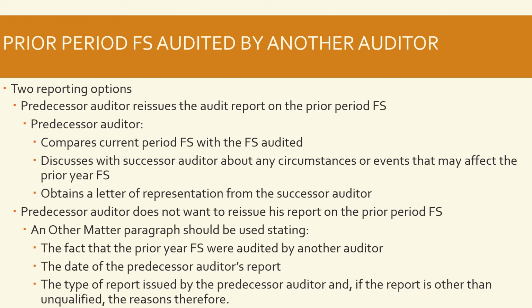You don't need to drop names. You don't need to name the other auditor. You just have to state that it was audited by another auditor. Then you will state as well, in the same other matter paragraph, the date of the predecessor auditor's report and then the type of report issued by the predecessor auditor. Now, if the predecessor issued a modified opinion, then your other matter paragraph should also state the reason for the modification of the opinion of the predecessor auditor. Okay, so this is what happens if the prior period FS is audited by somebody else.